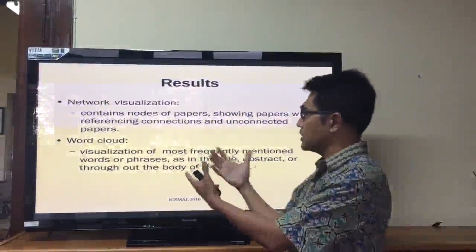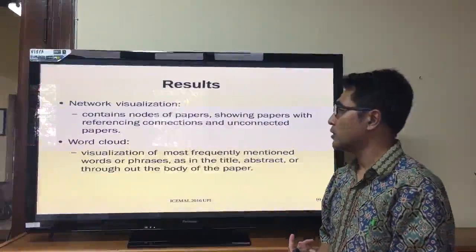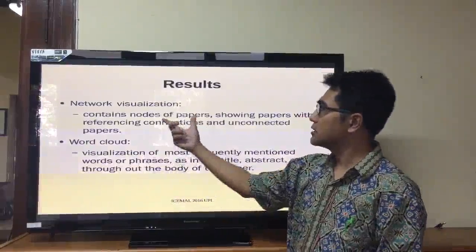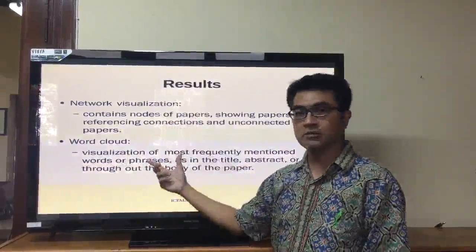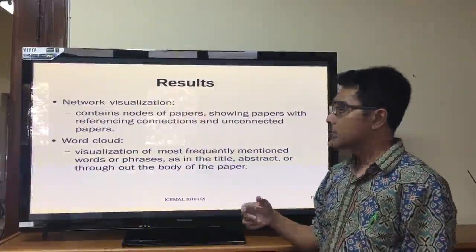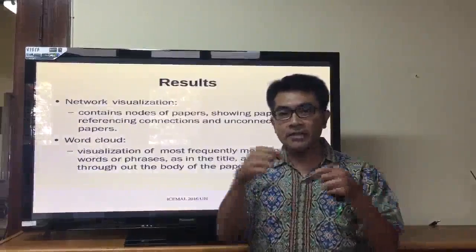So this is the result. As we talked about before, we made two different kinds of visualization: one is network visualization and the second is word cloud. Network visualization is where we try to connect papers that have referencing connections.